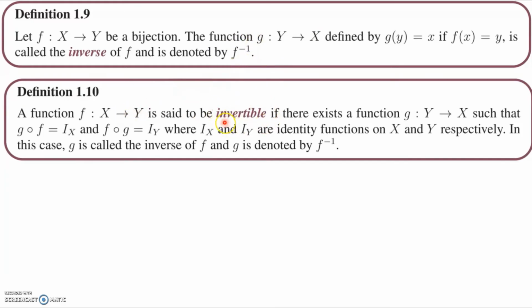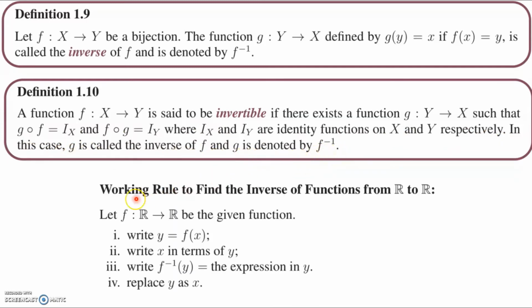Similarly, invertible means a function f, X maps to Y, is said to be invertible if there exists a function g, Y maps to X, such that g composite with f is equal to I_X, the identity function, and f composite with g is equal to I_Y, where I_X and I_Y are identity functions of X and Y respectively. In this case, g is called the inverse of f and is denoted by f inverse.